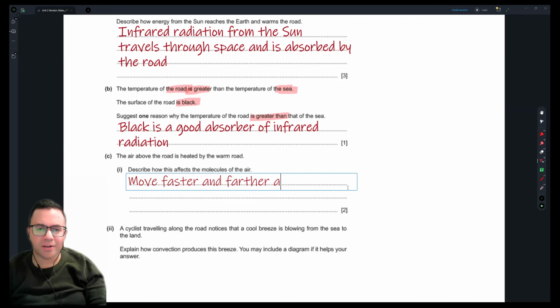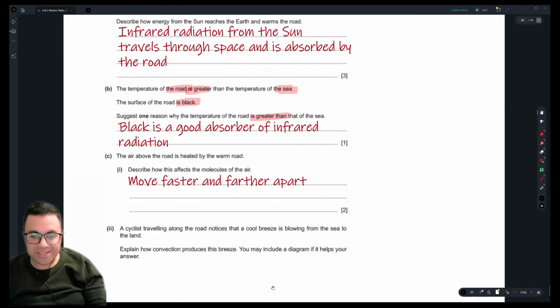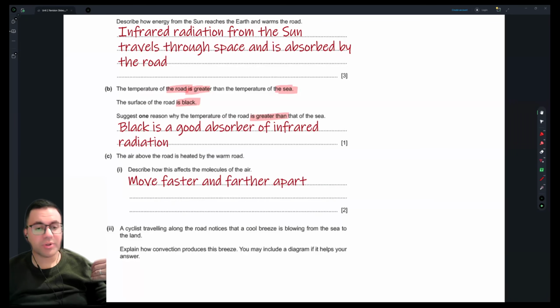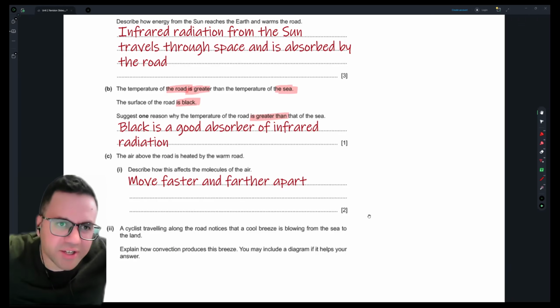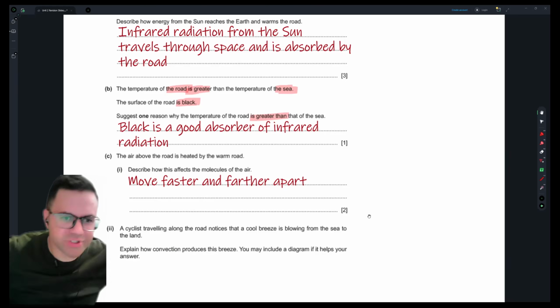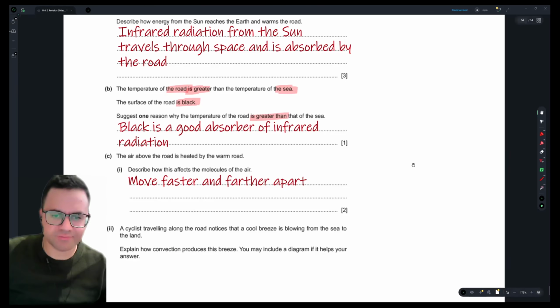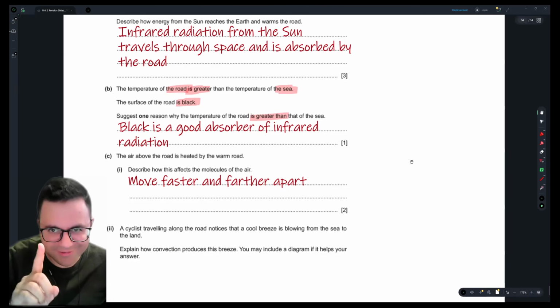If you want to say the speed increases and the spacing between the molecules increases, it's also fine. If you want to say they gain kinetic energy and they move farther apart, that's also fine. If you want to say they gain kinetic energy and they expand, that is not fine. Never say expand, you'll be arrested. No. Never say molecules expand. Keep that in mind.